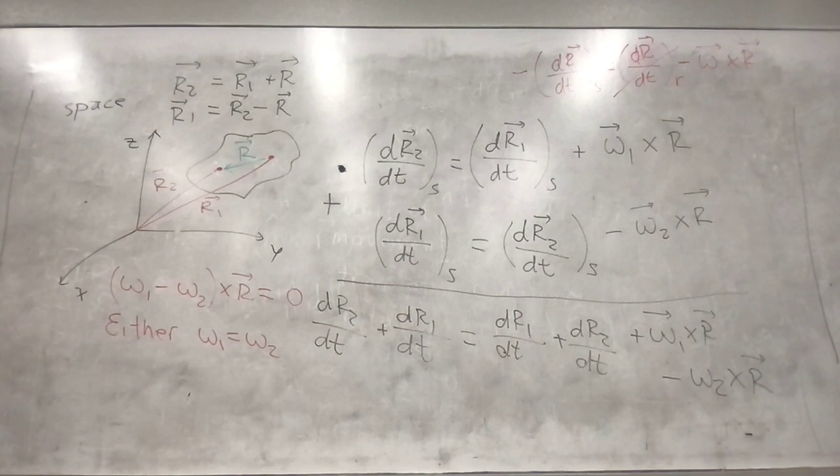And you can define the angular velocity about any axis that you want. The best one is the center of mass. Okay, so now we're gonna look at the angular momentum. What is the definition of angular momentum for a system of particles?